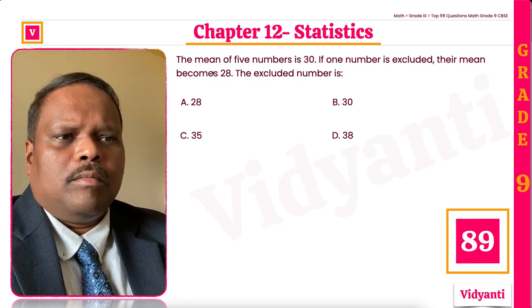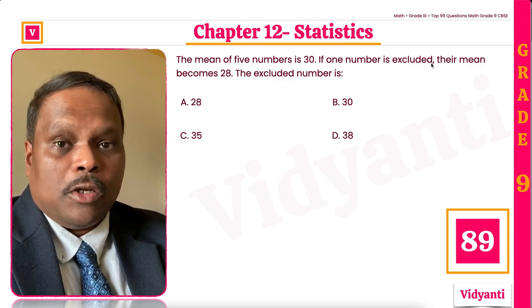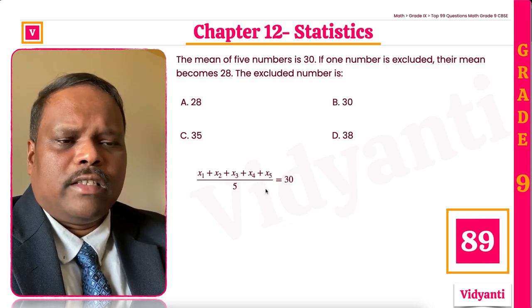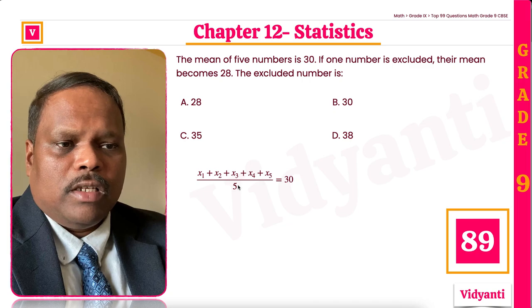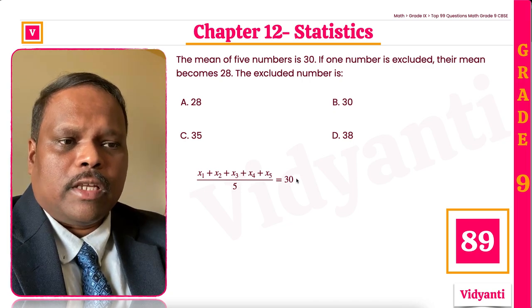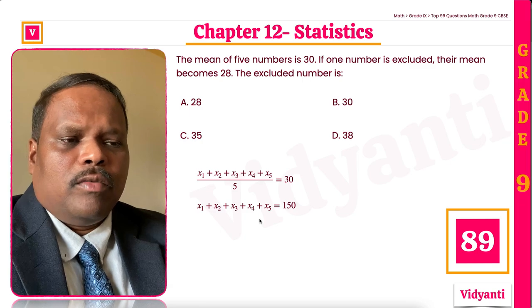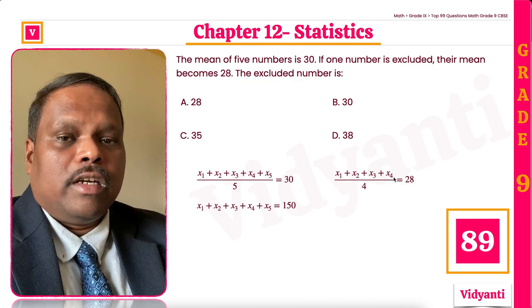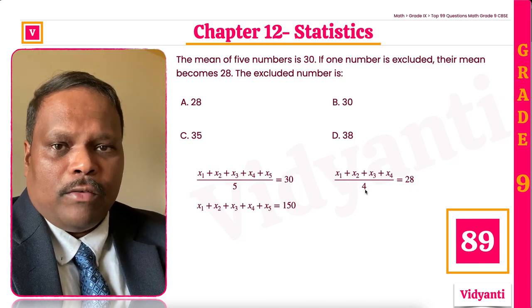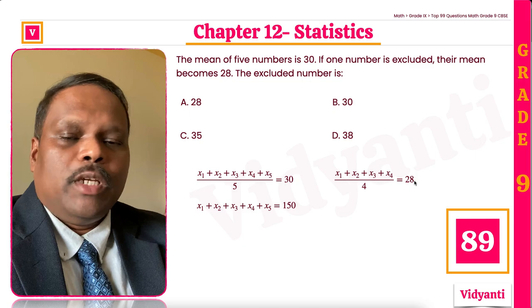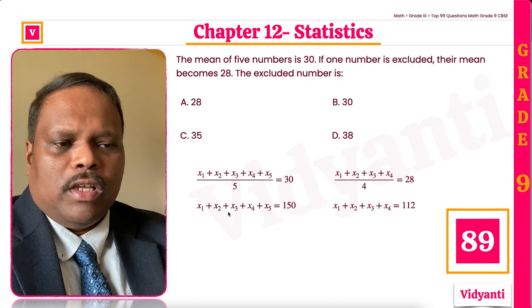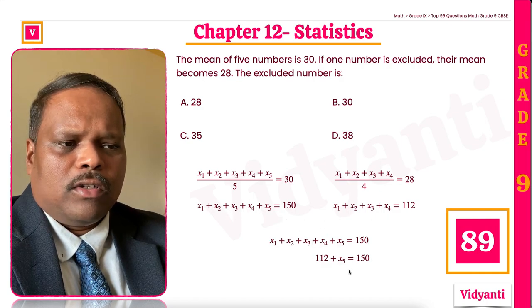In statistics, the mean of 5 numbers is 30. If one number is excluded, meaning eliminated, the mean becomes 28. So let's consider these numbers as x1, x2, x3, x4, x5. Their total divided by 5 comes out to be 30. That means their total is 150. Now if one number is excluded, we have to take only up to x4, x5 is eliminated. Now instead of dividing by 5, we will divide by 4, and the new mean is 28. So that means their total will come out to be 112. All 5 were 150, the first 4 are 112, so we can easily find the fifth number, which is 38.